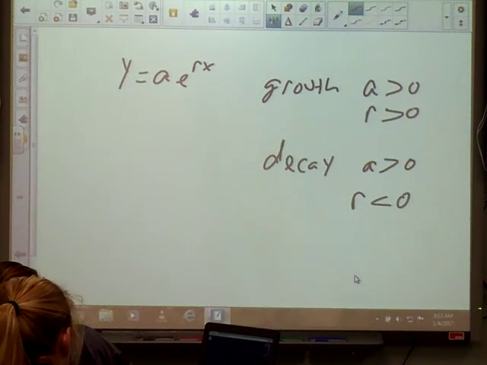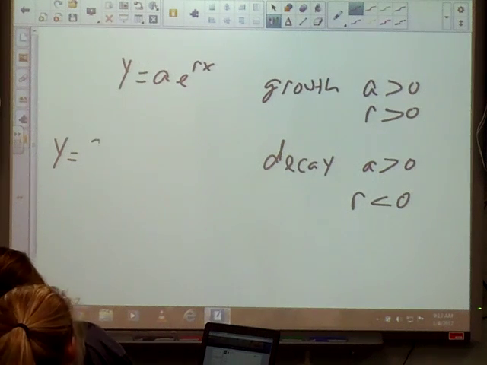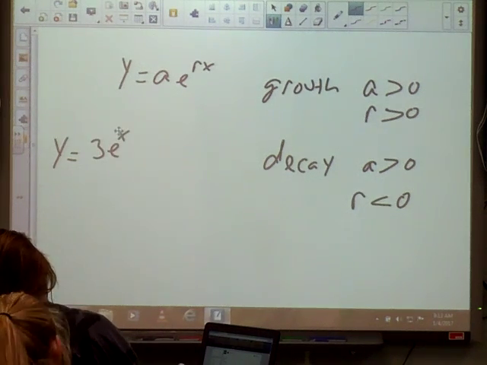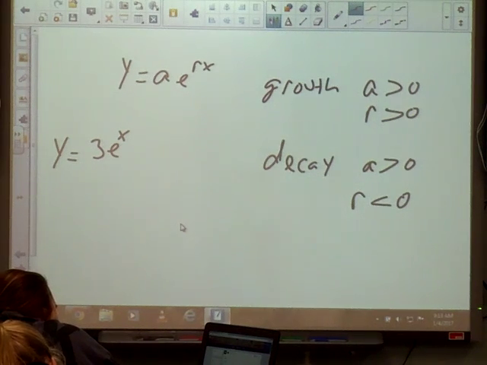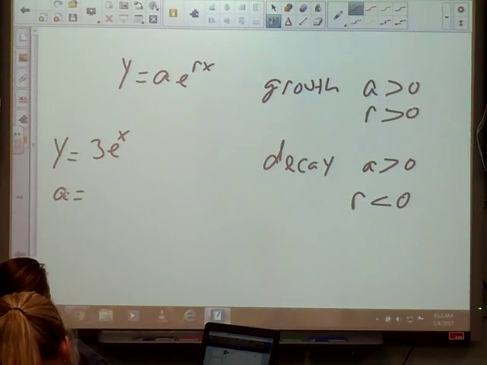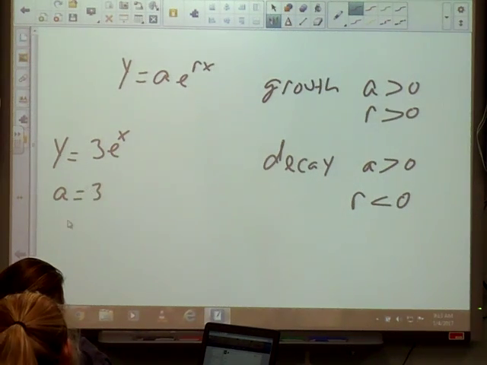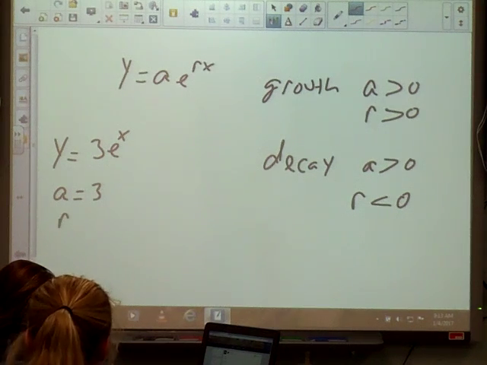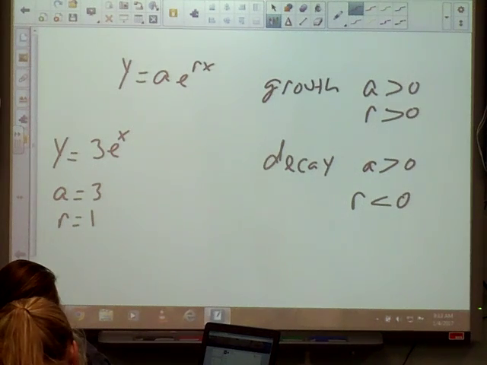So if I gave you y equals 3e to the x, and I asked you if that's growth or decay. First off, what's your a? 3. So that's greater than 0, so that's okay. What's your r? 1. So where does that fall over here? Is 1 greater than 0 or less than 0? It's greater, so this one would be a growth.